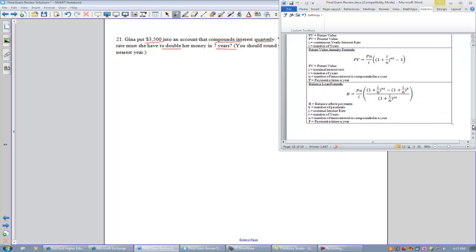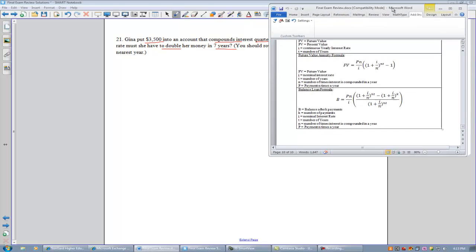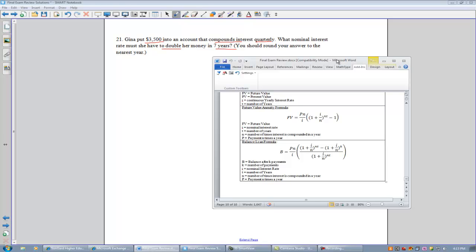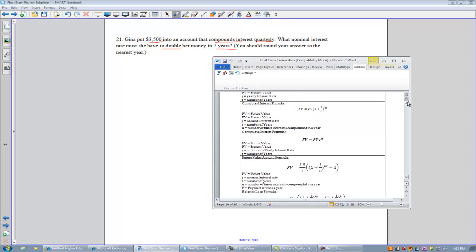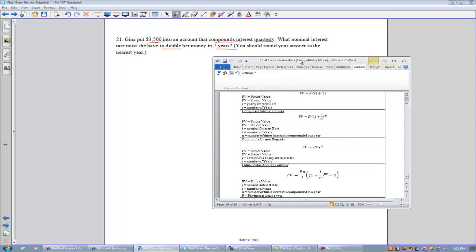And it's probably not the balance formula, because it's not talking about number of payments. And then I realized, oh, yeah, it's not talking about payments here either. Right? It's actually just talking that she makes a loan, compound interest. What is the nominal interest rate she must have to double her money in 7 years? So there's no payment talk here. So I'm going to make a guess here and say it's the compound interest formula.